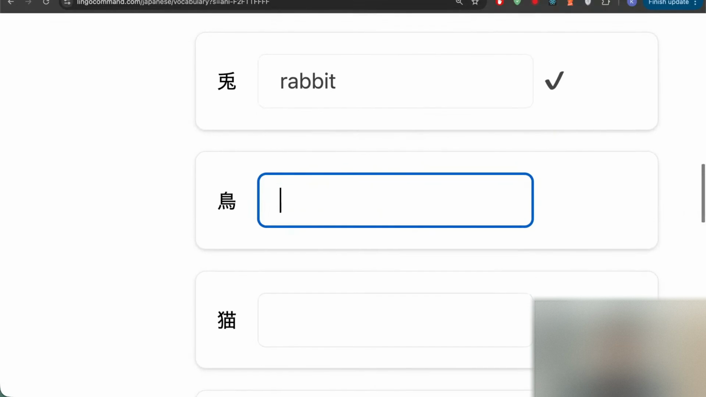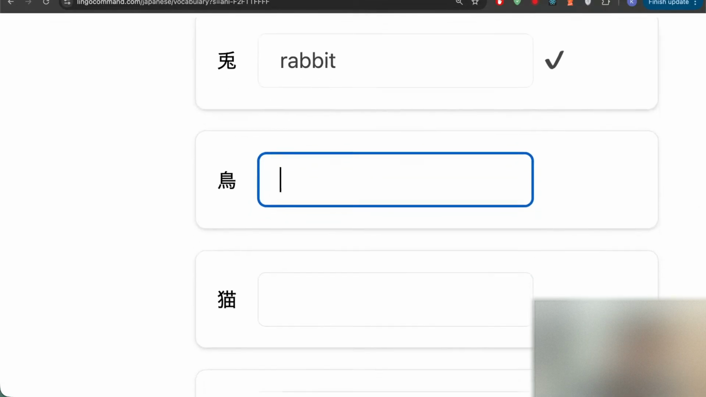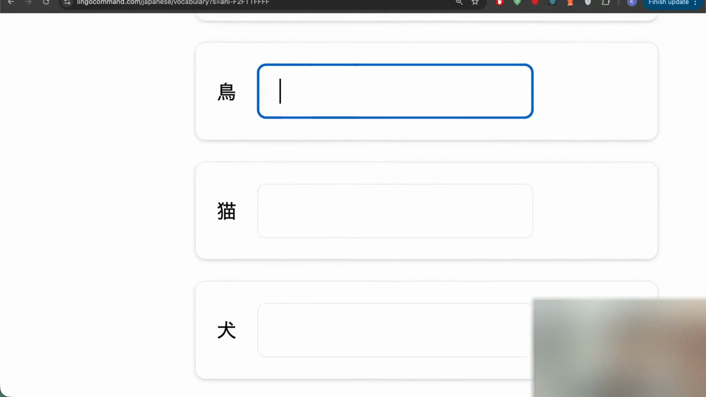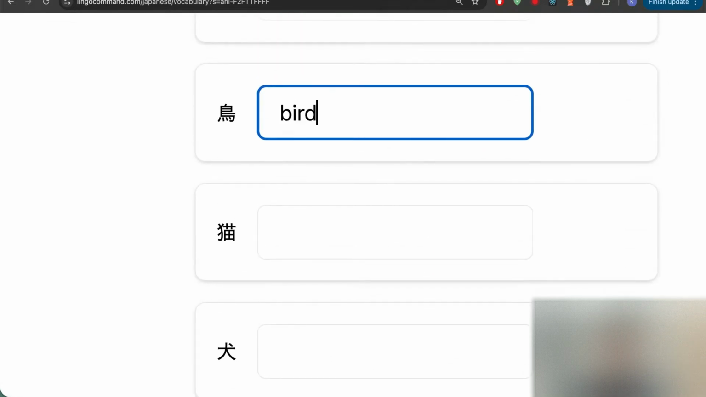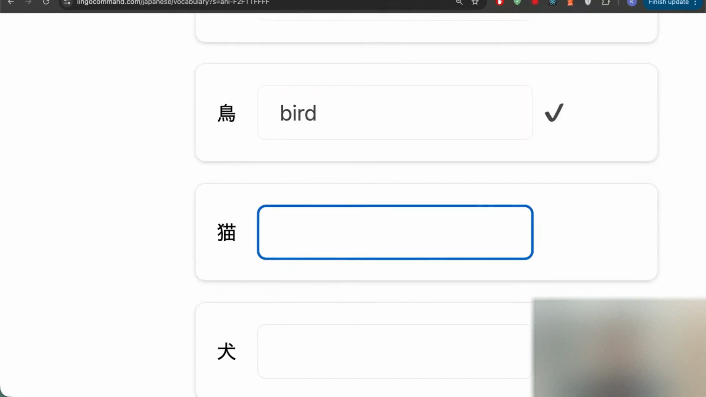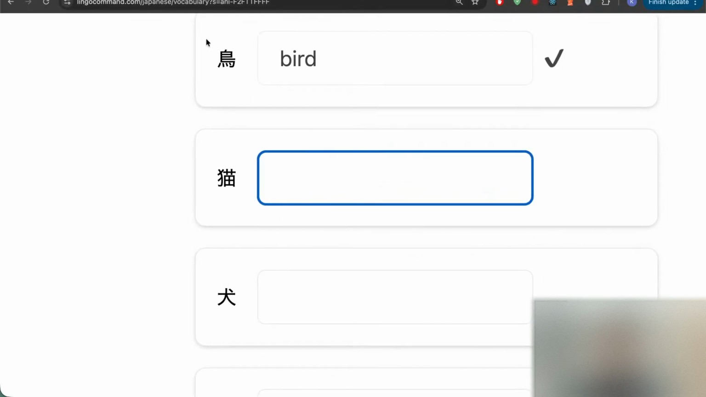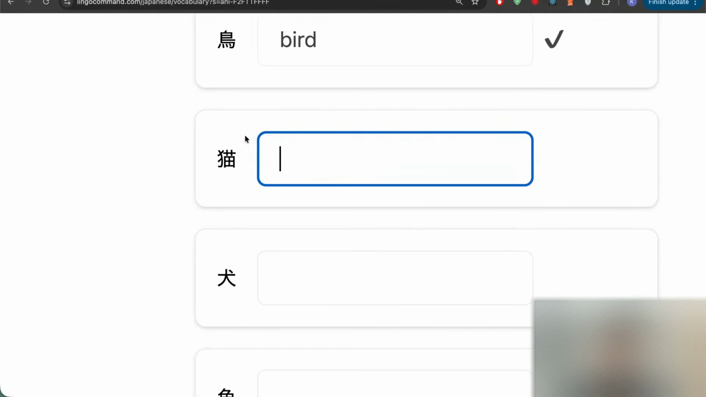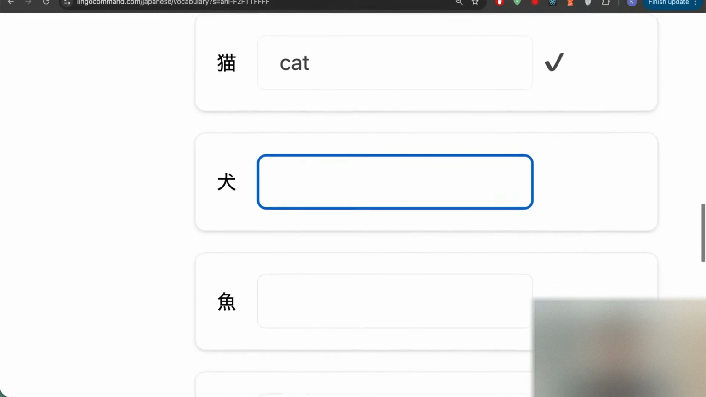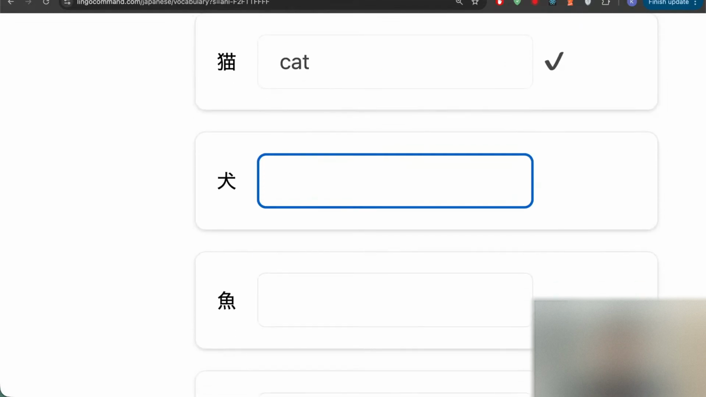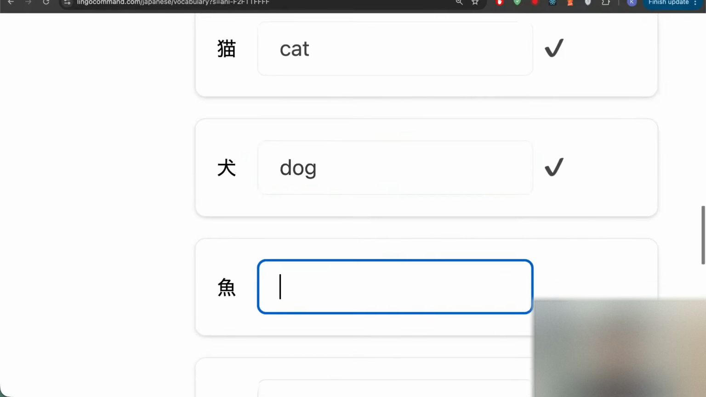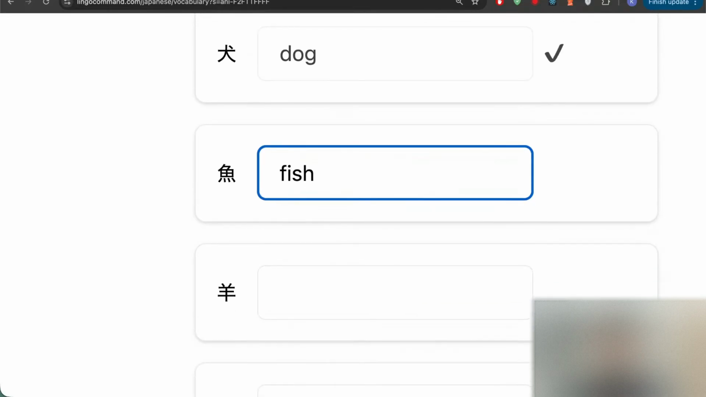Fantastic. And then the next one, I'm pretty sure this is bird. Because actually, okay, I'm not going to cheat. I'm just going to type in bird. And we'll see what happens. Okay, fantastic. I'll explain what's going on there in a moment. But this next kanji here is neko, which is cat. This one that looks very simple, it's dog, inu. This one is fish, sakana in Japanese.